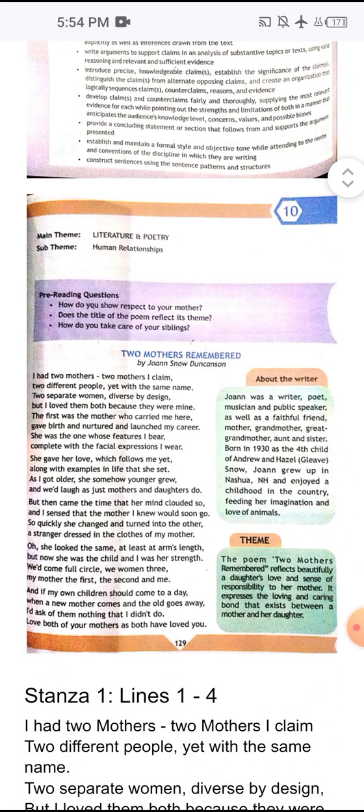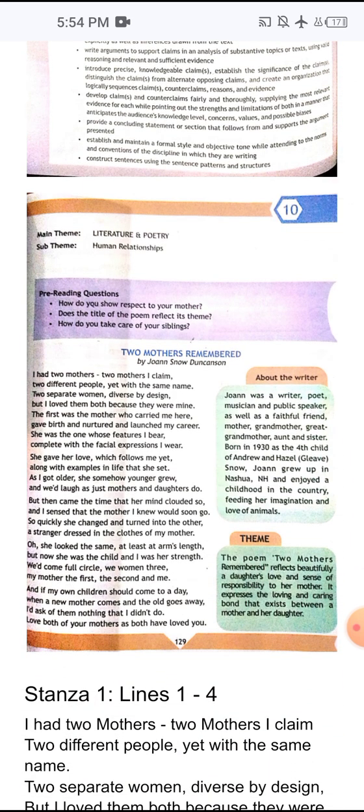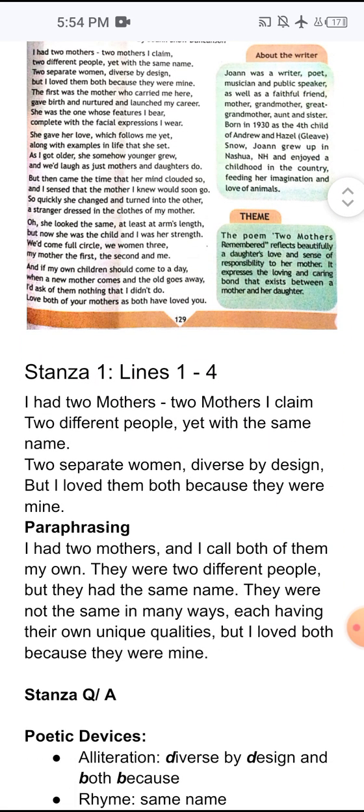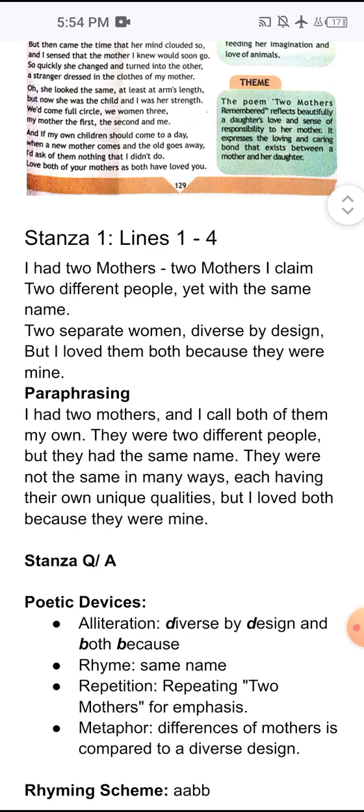Okay, so let's start. So here is the picture. You can see the whole poem from your book. So let's start. Stanza number 1, lines number 1 to 4. I had two mothers I claim, two different people yet with the same name, two separate women, diverse by design, but I loved them both because they were mine.